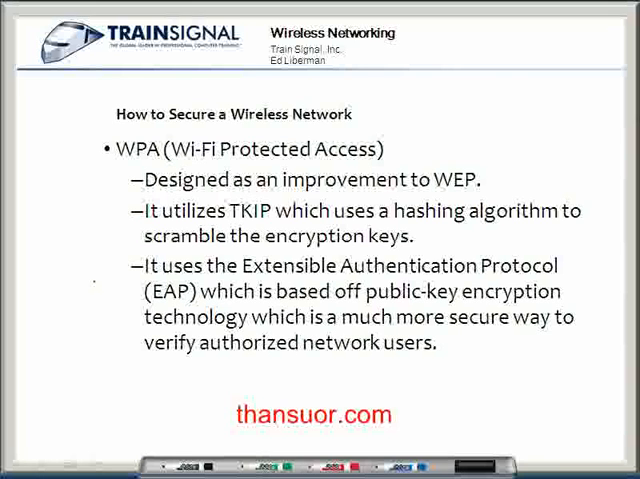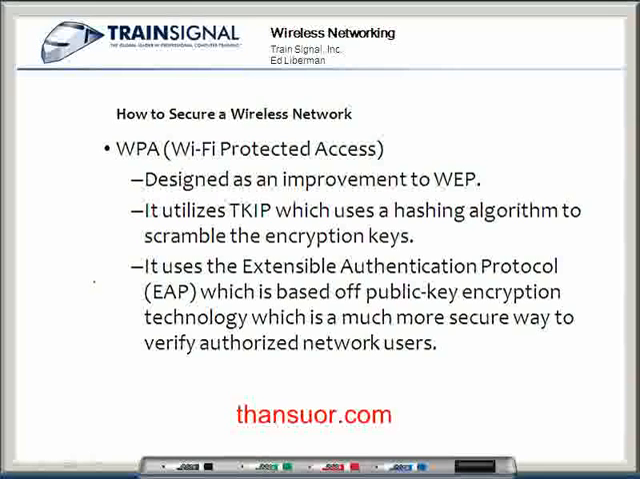Now, another thing that WPA does is it uses something called the Extensible Authentication Protocol, or EAP, which is based off public key encryption technology, which utilizes certificates and private and public keys and all kinds of fun stuff like that, which we're not really going to get into right now. It's not a big concern right now, but I will tell you that it is way more secure when it comes to verifying authorized network users, making sure that the appropriate user is connecting, not just the appropriate machine. So WPA, and I will tell you there's now WPA2, are quite secure for your wireless networks.